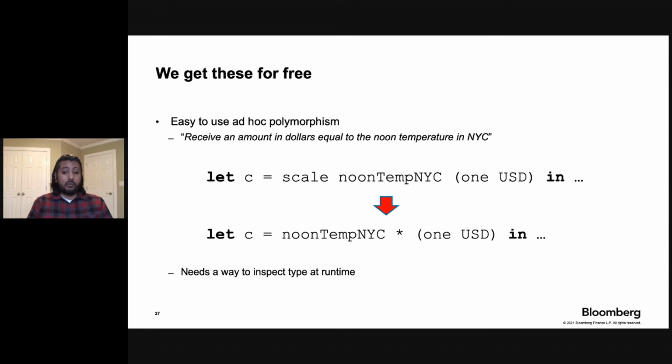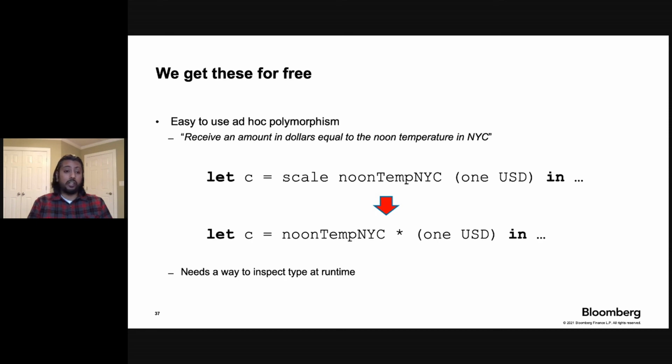This is exactly what we can do with the help of gradual types. We can make sure that we can use the multiplication operator for defining this contract, and then the multiplication operator would resolve to the appropriate combinator when the types are resolved at runtime.